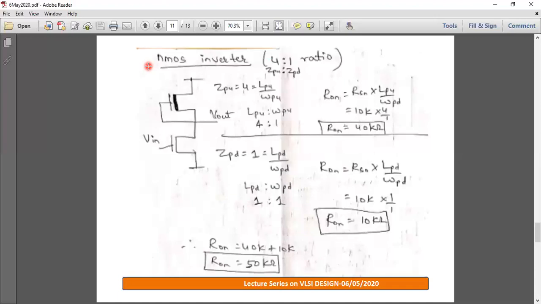So next, let us compute the resistance for an NMOS inverter. If it is a CMOS inverter, the pull-up to pull-down ratio is 1:1. For an NMOS inverter, the pull-up to pull-down ratio is 4:1. For an NMOS inverter, the pull-up device is an NMOS depletion device and the pull-down device is an NMOS enhancement device. So pull-up ratio is 4.